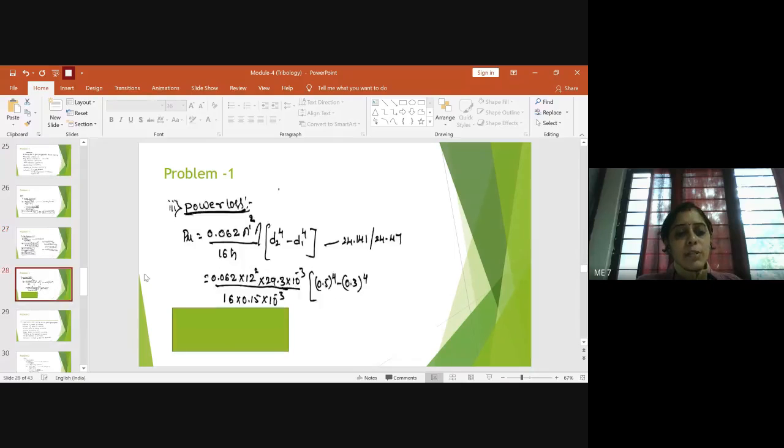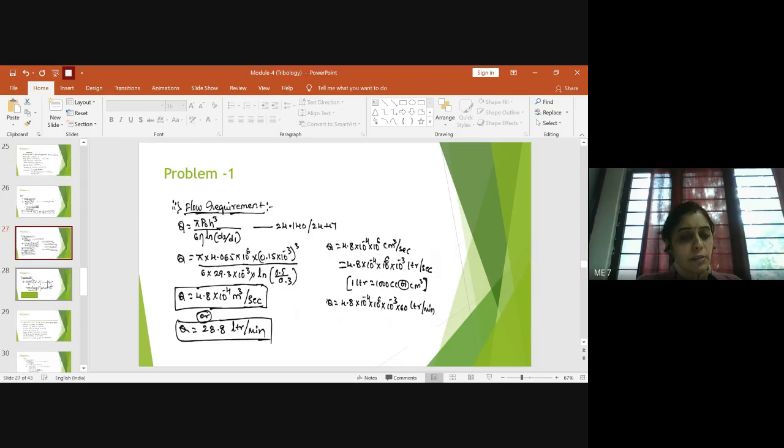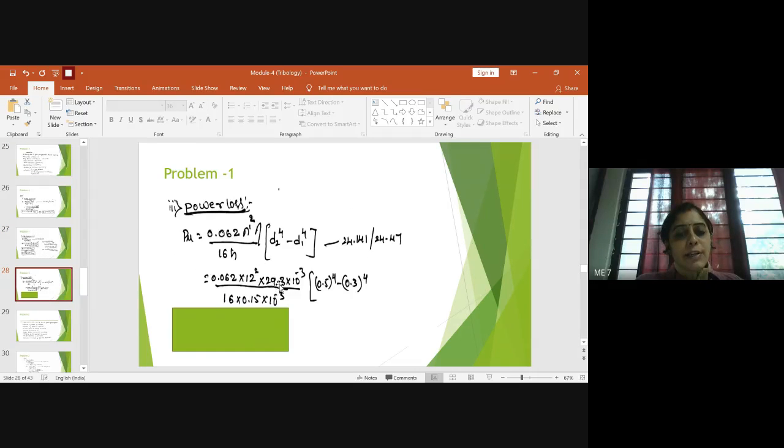The same value is written over here for n dash. Please don't forget that it is n dash whole square. So write here 12 square into the viscosity of the lubricant. If you go back to the question, the viscosity of the lubricant is 29.3 centipoise. Convert that into Pascal second, so it is 29.3 into 10 raised to the power minus 3, then divided by 16, which is again a constant value.